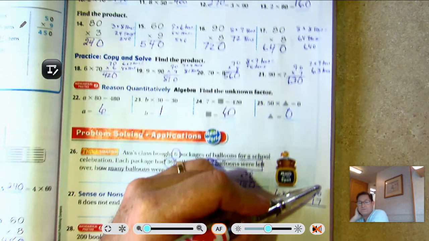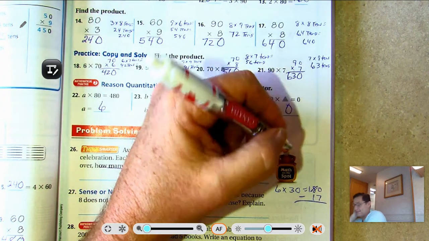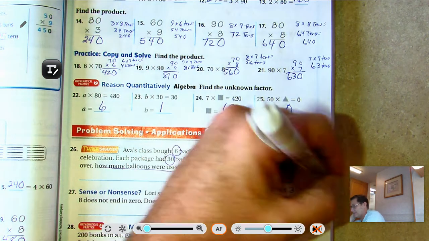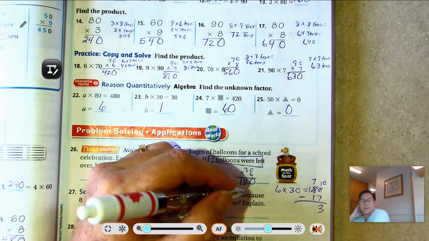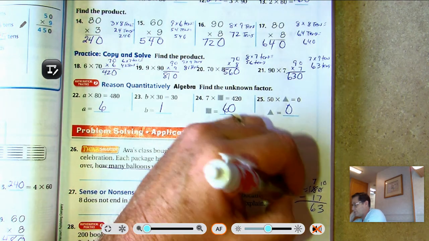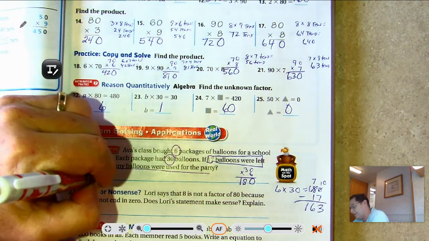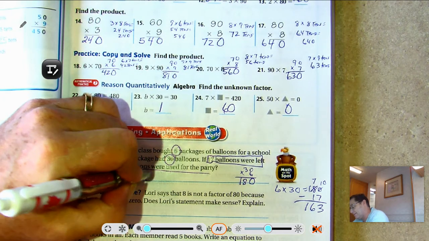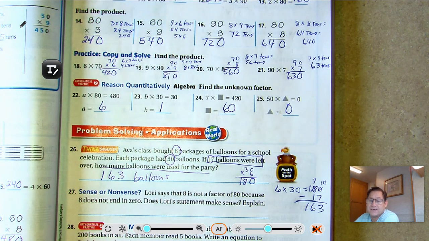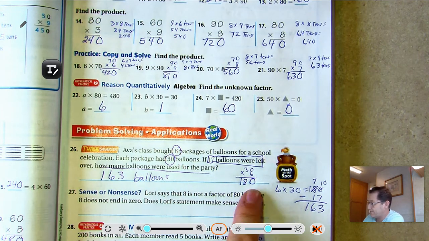I can't take 7 from nothing, so I'm going to regroup or rename the 8 tens as 7 tens and 10 ones. 10 ones take away 7 ones is 3. 7 tens take away 1 ten is 6. 100 take away nothing is 100. So how many balloons were used? 163 balloons. How would I check to see if that answer makes sense? I would add 163 plus 17 to see if I came up with 180.